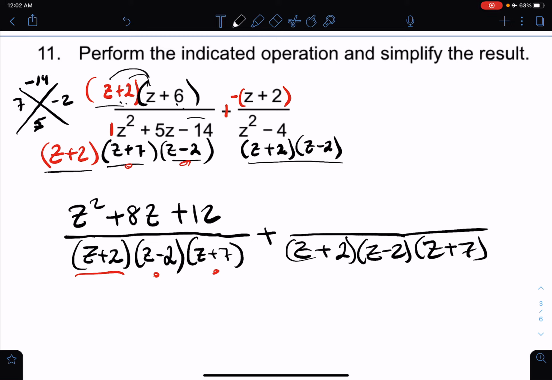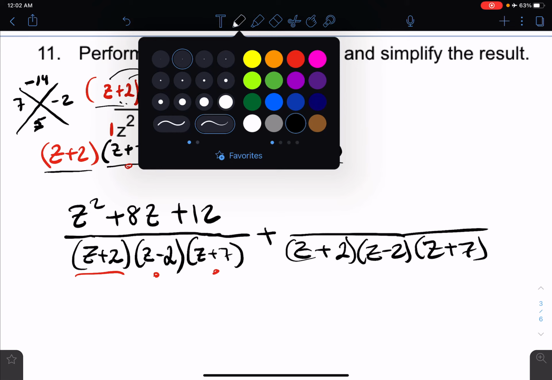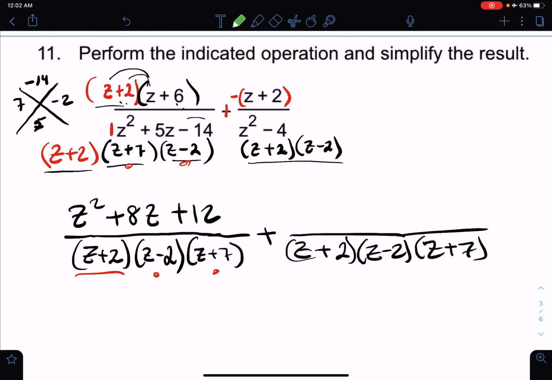And then over here, we go to identify what factors are missing to make this LCD. I do see a z plus 2 right there. I see a z minus 2 right there. I'm definitely missing that guy, so z plus 7 must be multiplied by z plus 7. So this negative sign is just dangling out there. There's a couple ways to do it. You can multiply this by distribution or FOIL, whatever you want to call it, and then change all the signs, because this negative needs to be dealt with. Or you can distribute the negative right now and then multiply them out.